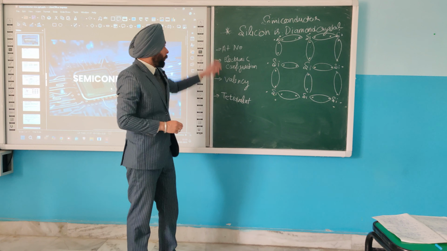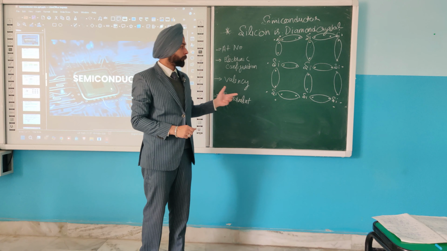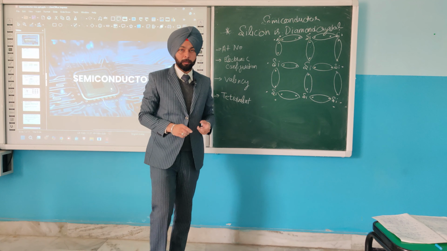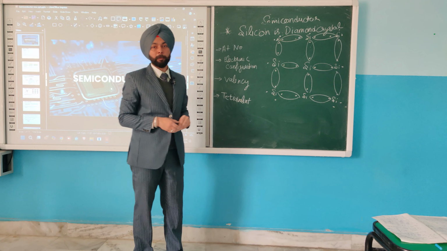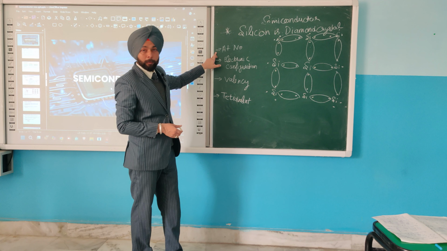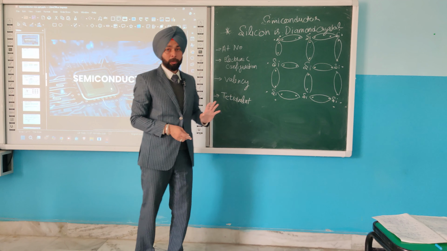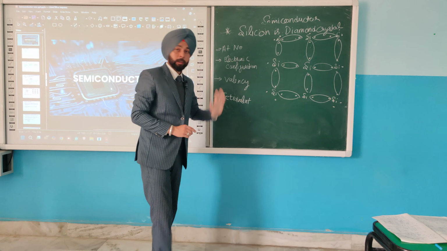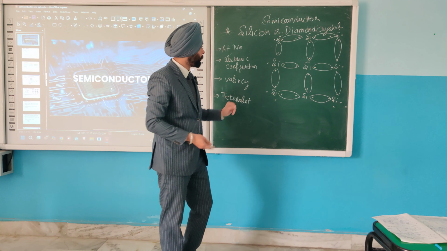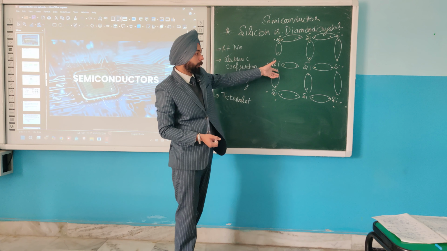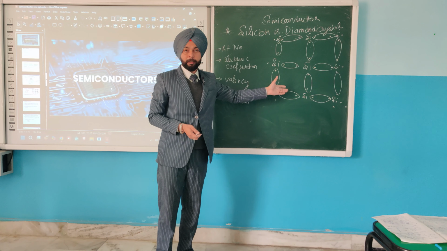Now the next thing is that silicon is a diamond crystal. Why do we say silicon is a diamond crystal? We will discuss why. The key points here are atomic number, electronic configuration, valency and tetravalent. In this concept we will focus on these topics, and there is one diagram here. When you observe the diagram, you can see it is like a diamond structure.